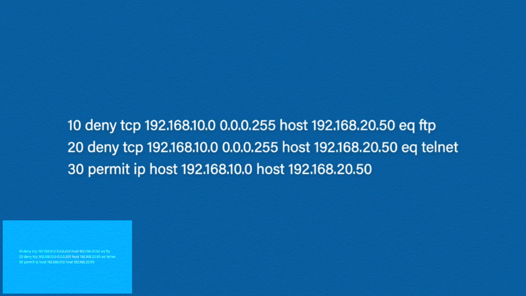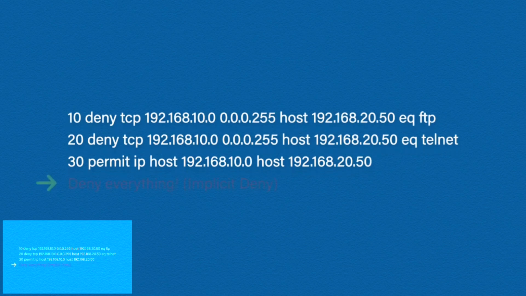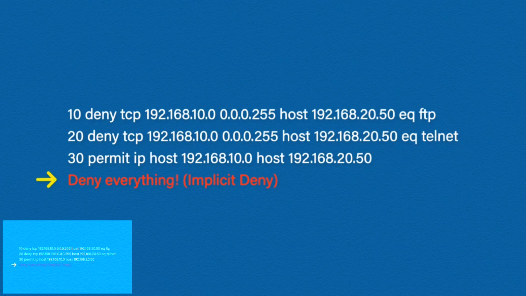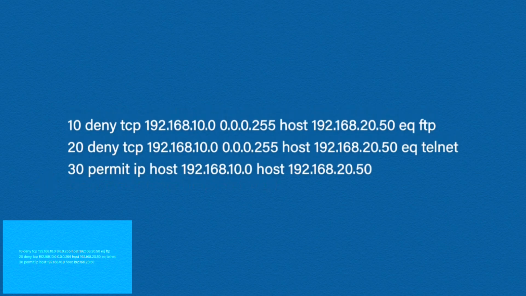Another very important note here is that if no matching rule is found, the traffic will automatically be denied. There is an invisible deny everything rule at the bottom of every access list. This is known as the implicit deny. Okay, so now we know what an access list does and what it looks like. Now let's take a closer look.